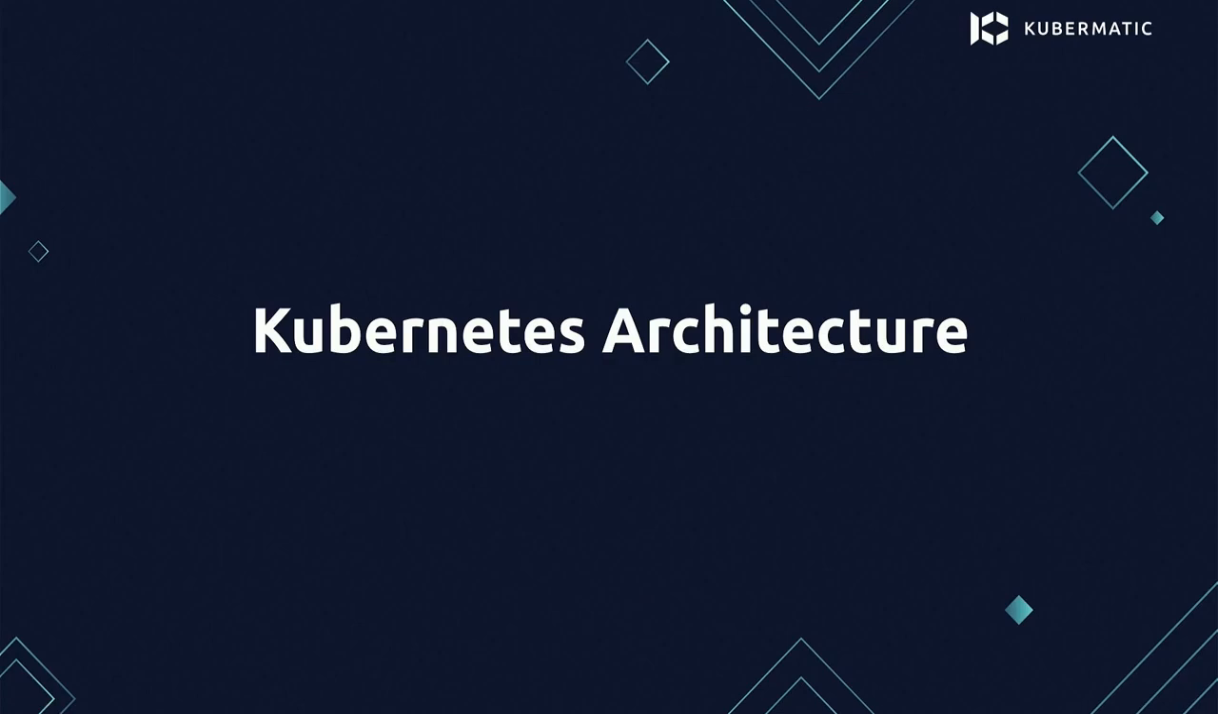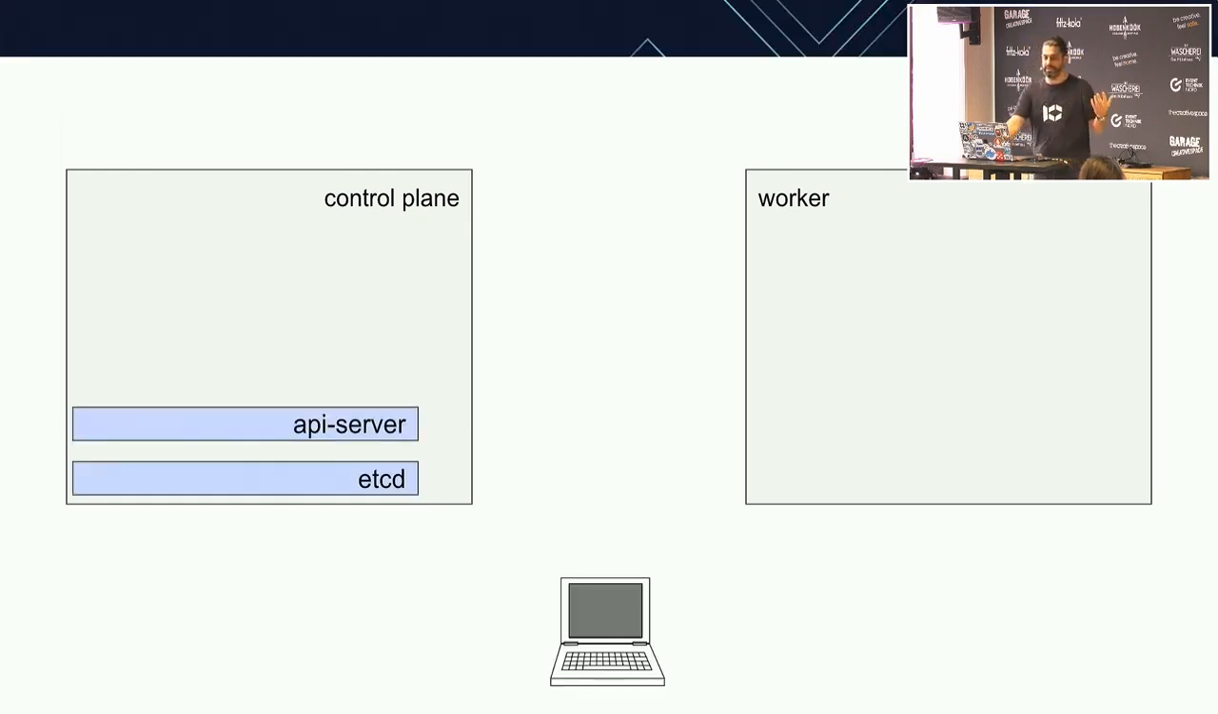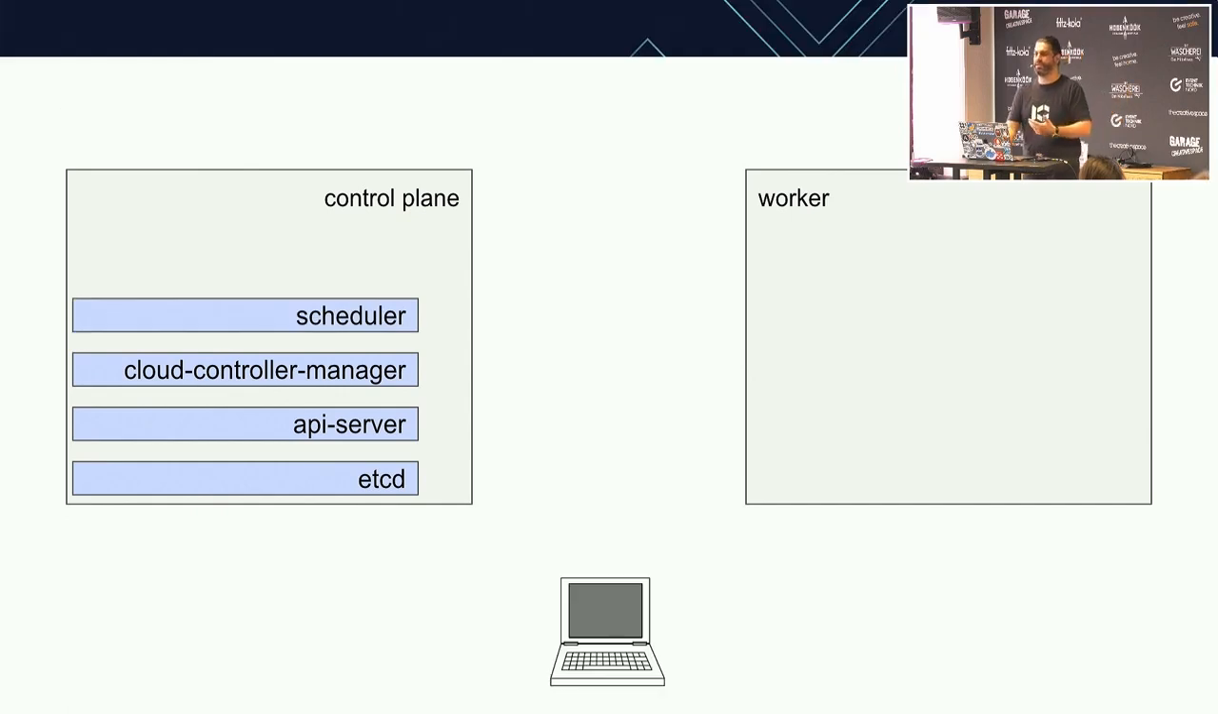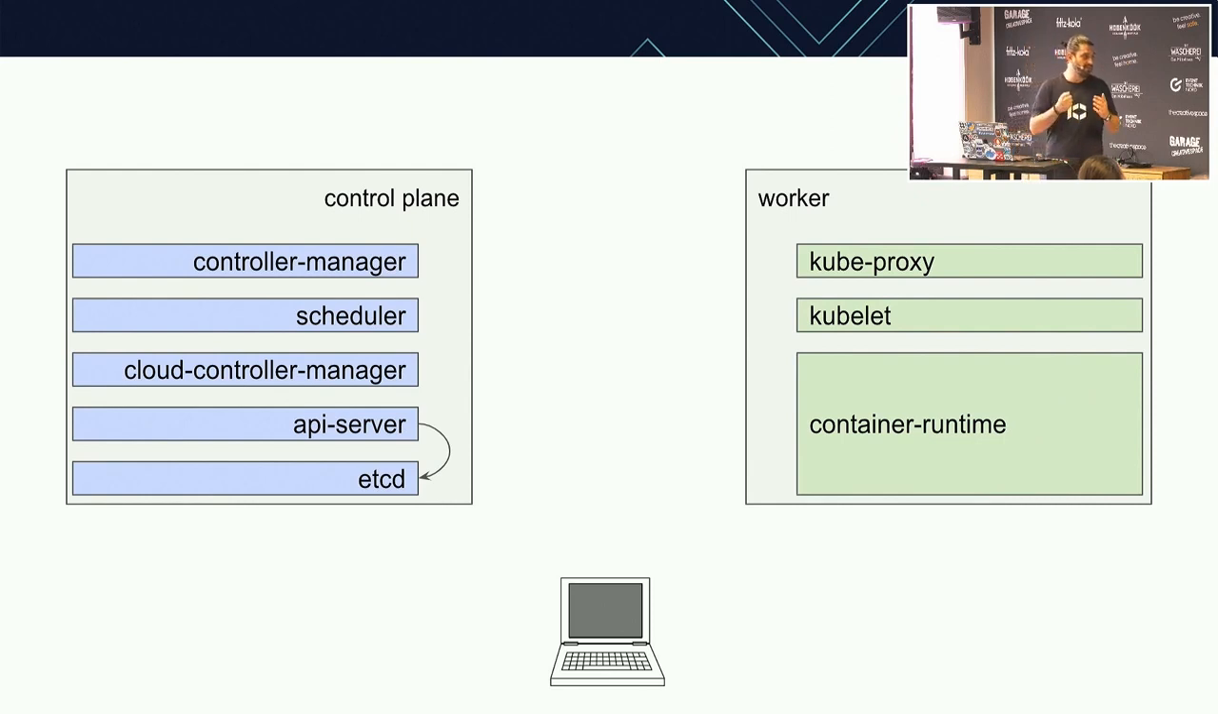I will quickly talk about Kubernetes architecture to be on the same page. I know you all know about it. We have the control plane and the worker nodes. On the control plane side, we have etcd, API server, cloud controller manager, scheduler, and controller manager for other stuff. On the worker side, we have the container runtime, kubelet, and kube-proxy. The API server is the only component talking to etcd, which is our database for all configuration. The other control plane components talk to the API server to access the data on etcd.